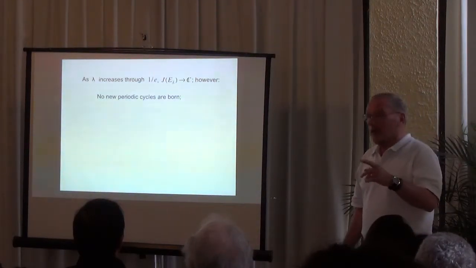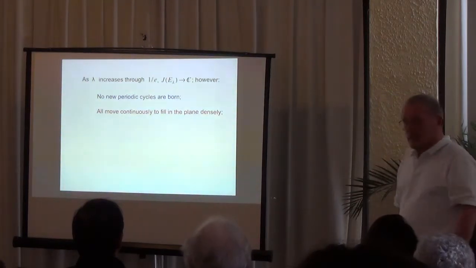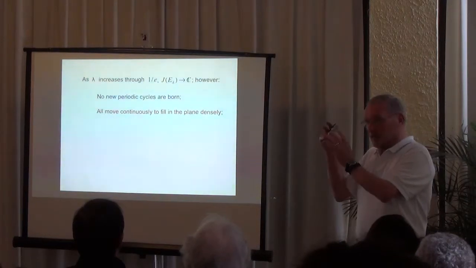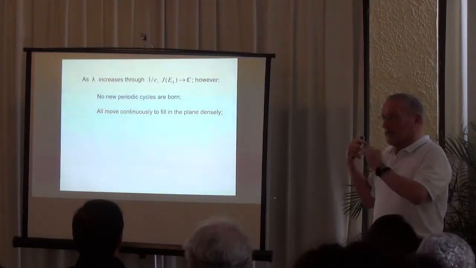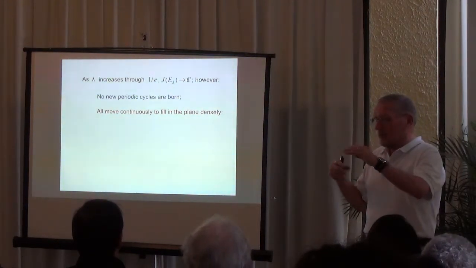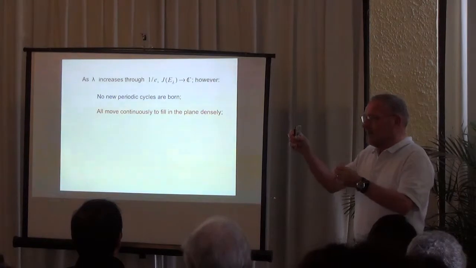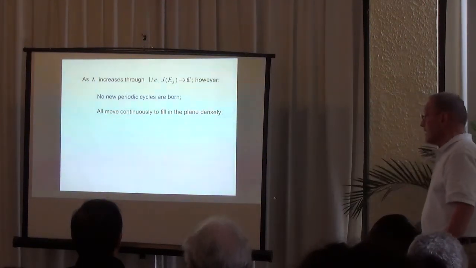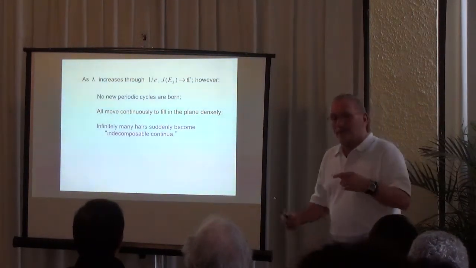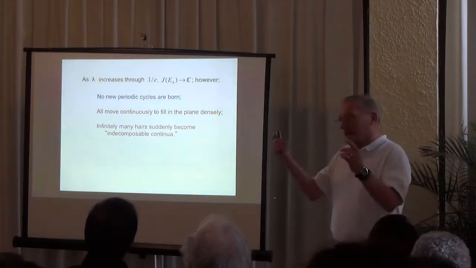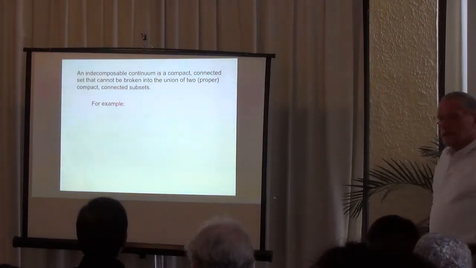But no new periodic points are born. All of those periodic points just vary continuously, so that when lambda is less than or equal to 1 over e, they're all in the right-hand half plane. But as soon as you get a lambda value larger than 1 over e, those periodic points are everywhere. They're dense in the whole complex plane. They move continuously to fill up densely the complex plane. And in my sense, more importantly, infinitely many of those hairs suddenly go from being simple curves to being indecomposable continua. So, what's an indecomposable continuum?